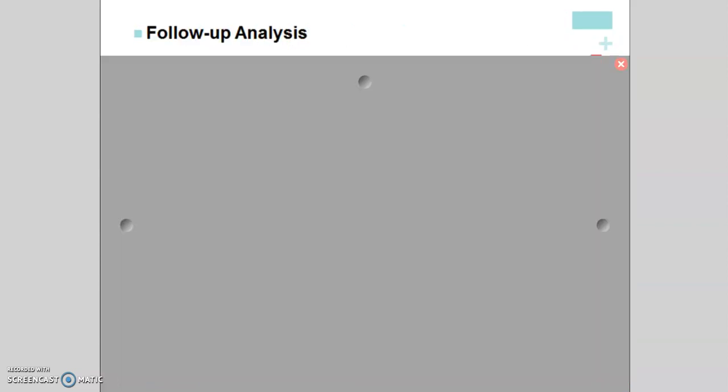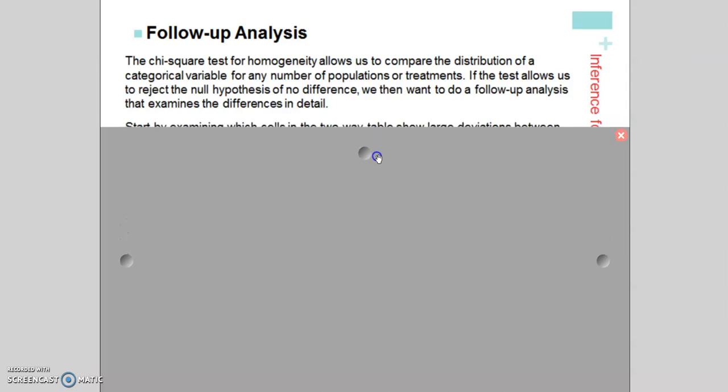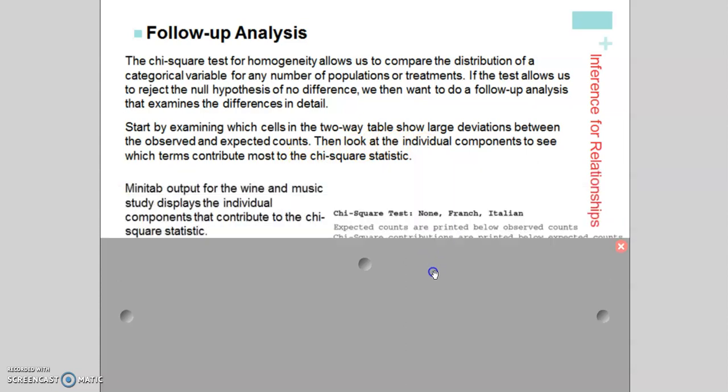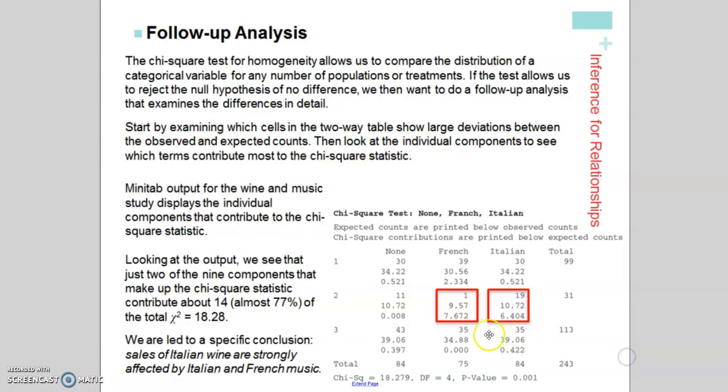All right. And finally, a follow-up analysis. So just like with the goodness of fit test, if we do get a reject of the null hypothesis, we often will want to do a follow-up analysis that examines those differences in detail. Basically, we look at which cells have the biggest deviations between the observed and expected, and we look at individual components. So to get the components, we would use some statistical software, and sometimes on tests, something like this is printed for you. So here's the output table for that wine, music, and types of wine sold.